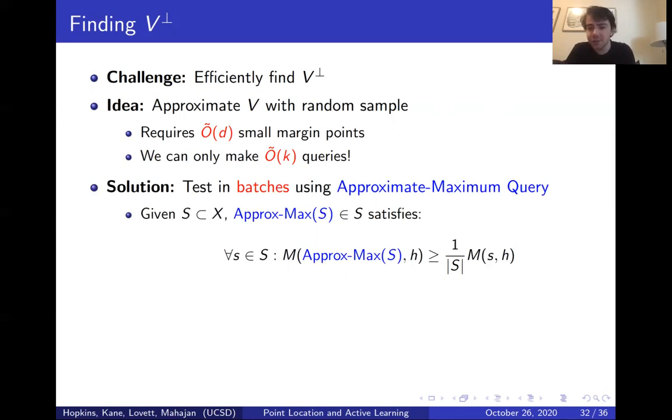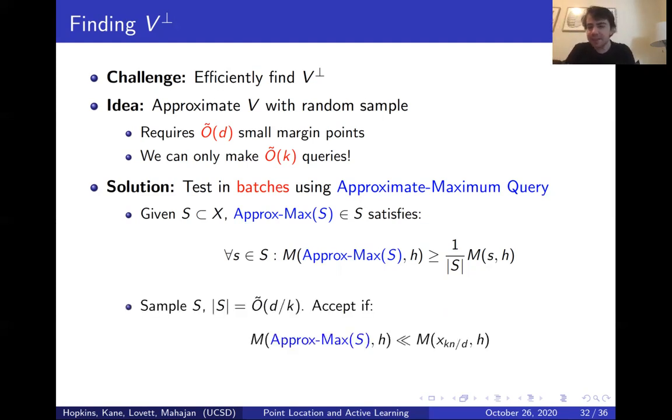And to do this, we introduce a new query we call approximate maximum. The idea is, given a subset of your points, approximate maximum will output one of the points in the set that almost has the maximum margin. So it's only about a 1 over S factor off from whatever is the maximal margin of your set.